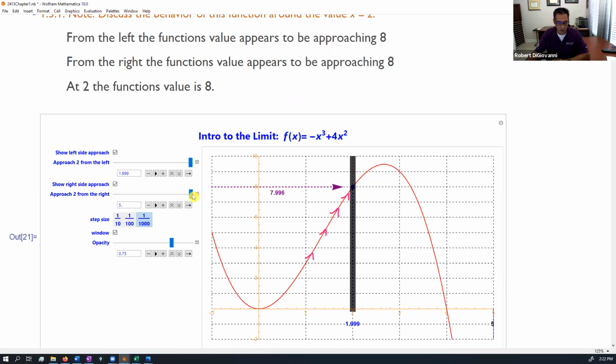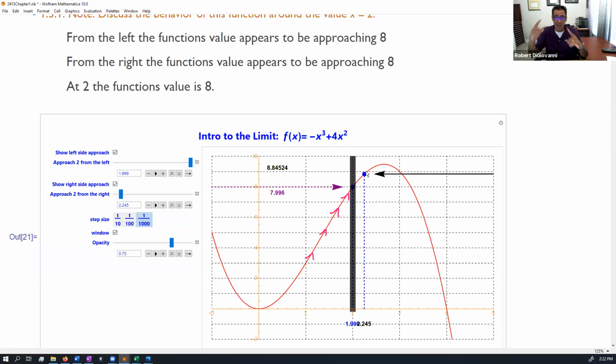Watch, I'm going to come in from the right this time. I want you to pay attention. The black is the x value. So these numbers are bigger than 2, right? And they're coming in. So I'm at 3.2, 3.1. Now we're at 2.9, 2.8, 2.7, 2.6. We keep on getting smaller, but look at the y value. It went up past 8, and now isn't it coming back down towards 8?